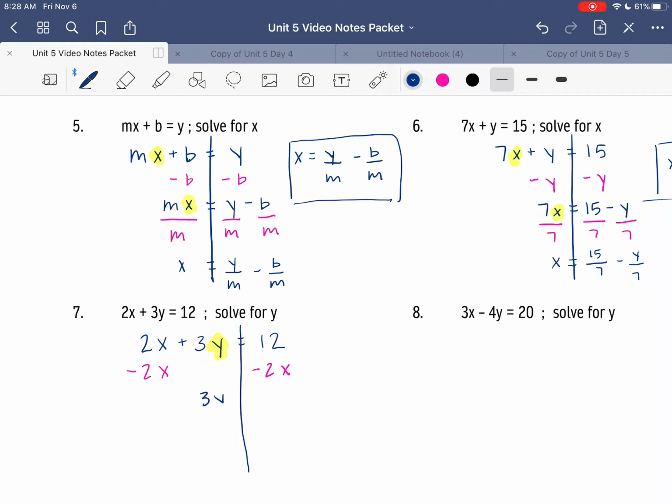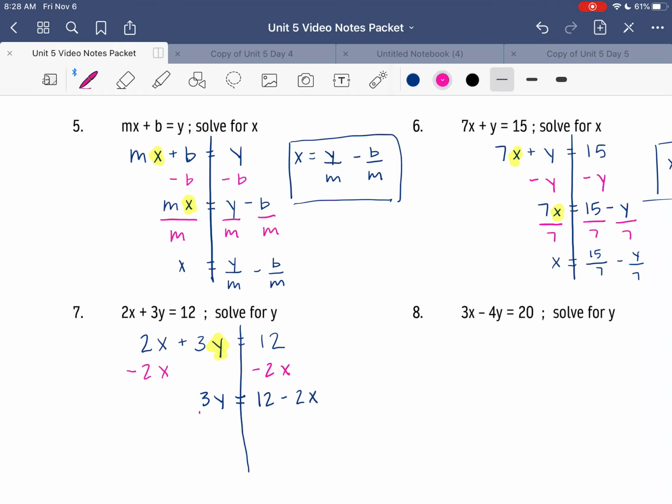When we did this in our linear unit, because we wanted them to look like slope-intercept equations, we typically wrote the x first. We would write negative 2x plus 12. You can write it either way. It doesn't actually matter. We can just leave it as 12 minus 2x if you'd prefer that.